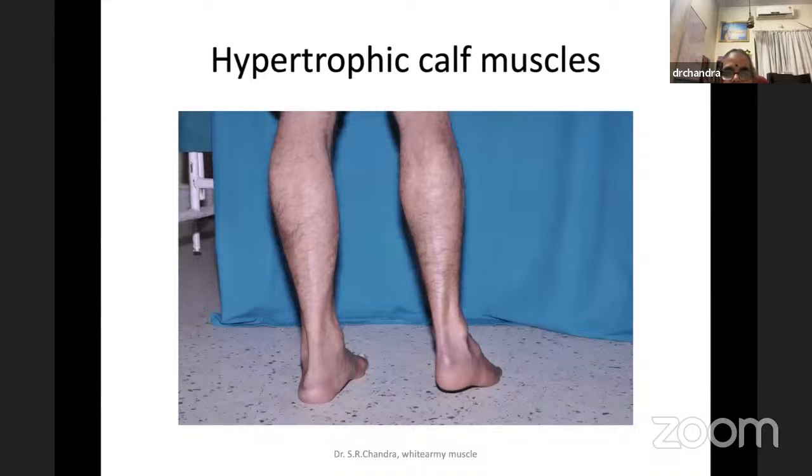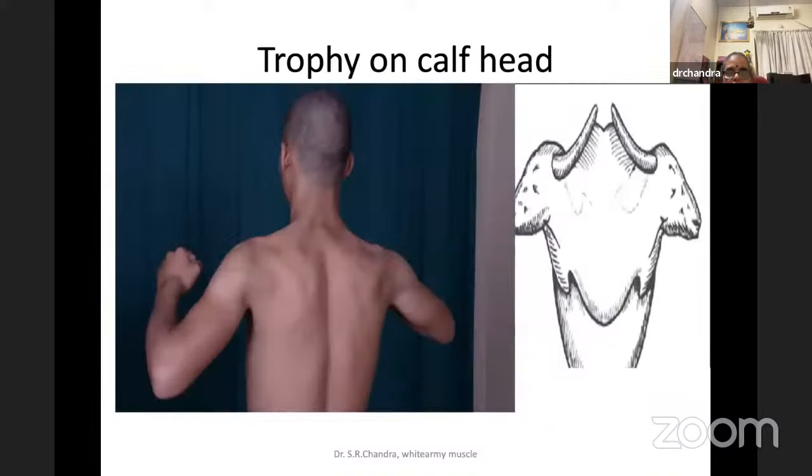This is a hypertrophic calf. We know that there are several differential diagnoses for hypertrophic calf. You can get it in both inherited muscle disease and acquired muscle disease: Duchenne muscular dystrophy, Becker's muscular dystrophy, myotonic dystrophy. Then you have various subtypes of dystrophic muscle diseases. Then you get it in hypothyroidism and parasitic myositis. So what you see is a prominent calf. When you see it in hypothyroidism, it's called Hoffman syndrome.